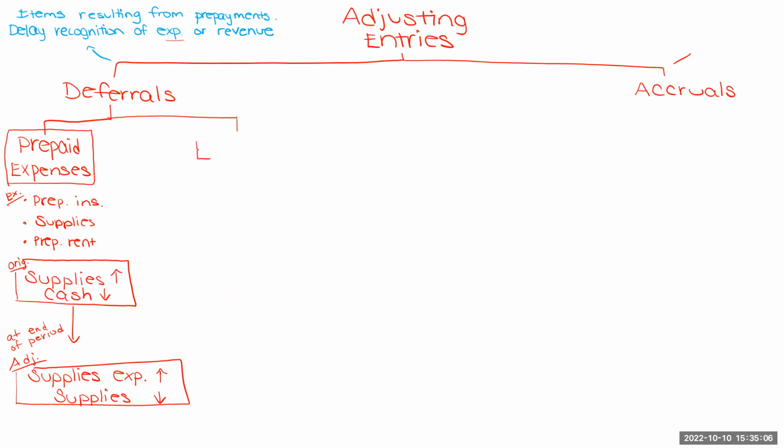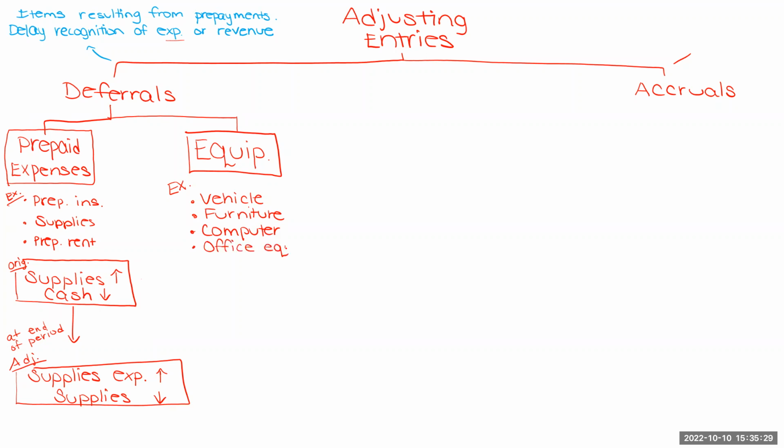Another type of deferral, equipment. Okay, equipment can come in many different forms. It could be a vehicle, it could be furniture, it could be computer hardware, right? Just office equipment.